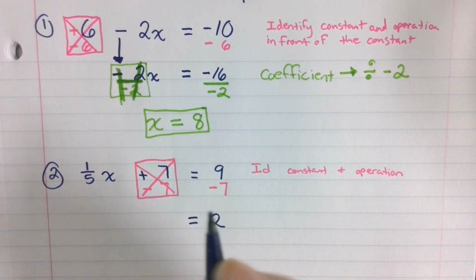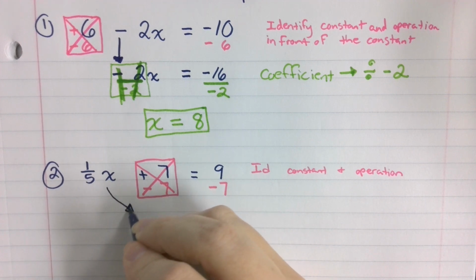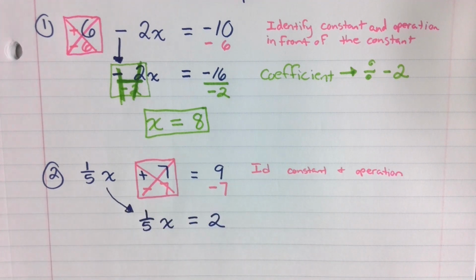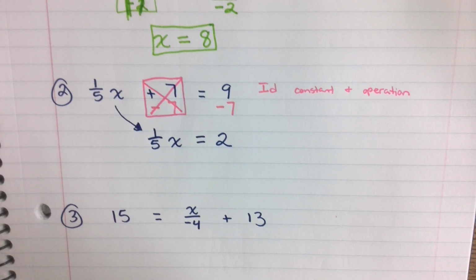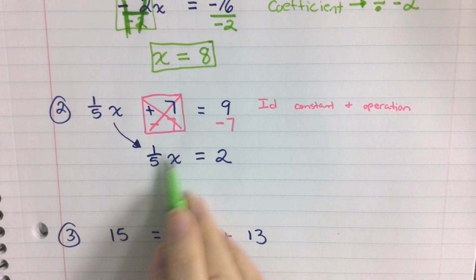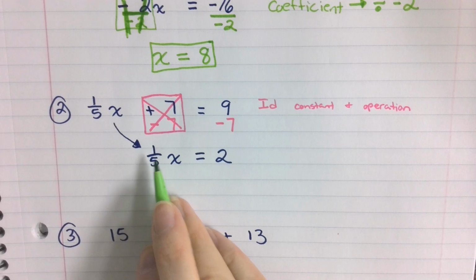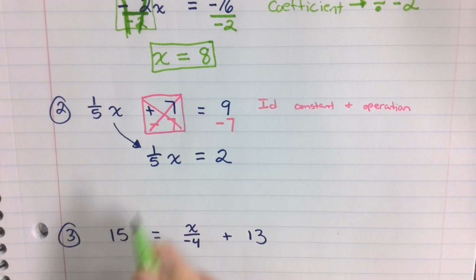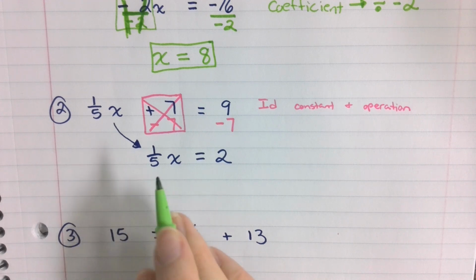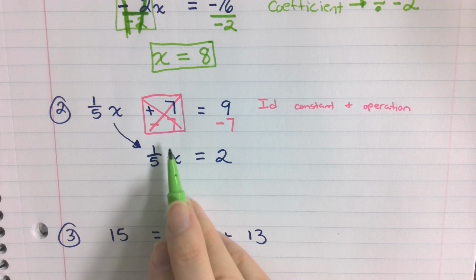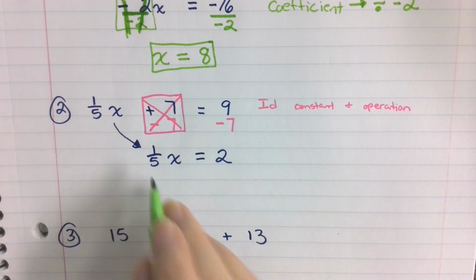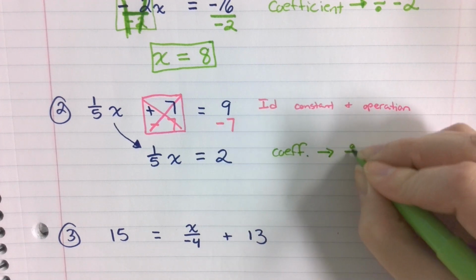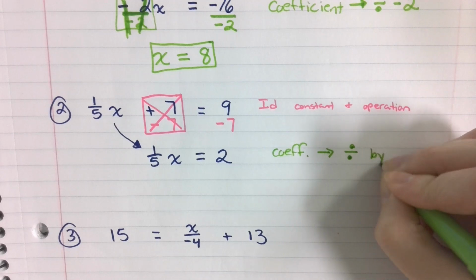That 1/5 x is going to come down. Okay, now the 1/5, is that a coefficient or a divisor? Nope. Coefficient. Remember, if it's side by side, it's a coefficient. If it's underneath the x, it's a divisor. This is a coefficient, so that means that we're going to divide by 1/5.